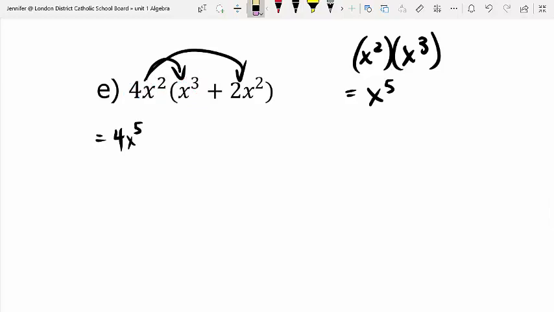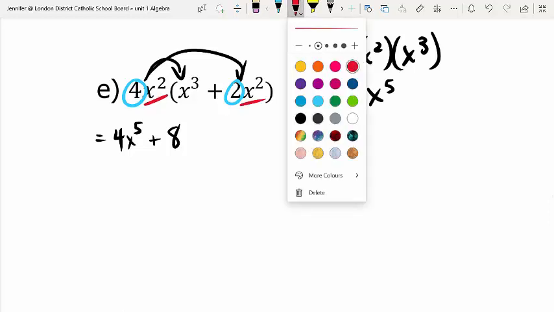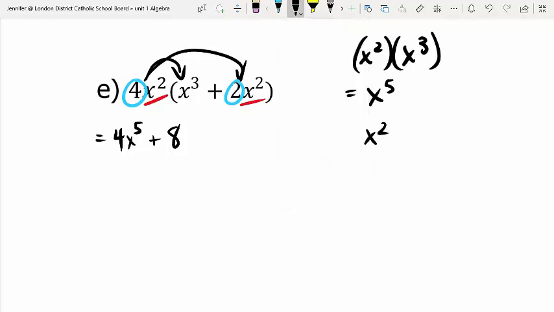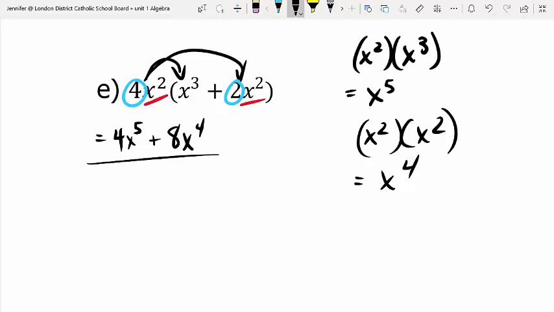All right, now let's do 4x squared times 2x squared. So multiply the number parts first. So 4 times 2 is 8. Multiply the variable part second. So the x squared times the x squared. Keep the base and add the exponents. Okay? Now we're finished here because these are not like terms. We can't combine an x to the 5 with an x to the 4. For them to be like terms, they would have to have the same number for their exponent.